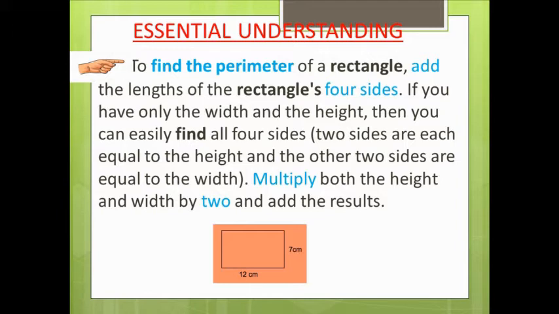Again, I repeat, to find the perimeter of a rectangle, add the lengths of a rectangle's four sides. If you have only the width and the height, then you can easily find all four sides. Two sides are each equal to the height and the other two sides are equal to the width. Multiply both the height and the width by 2 and add the results.